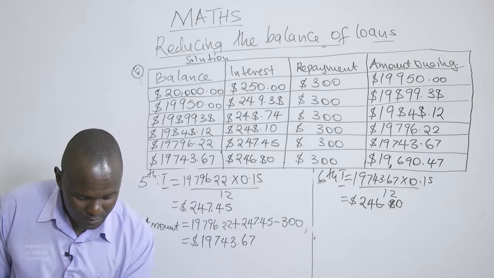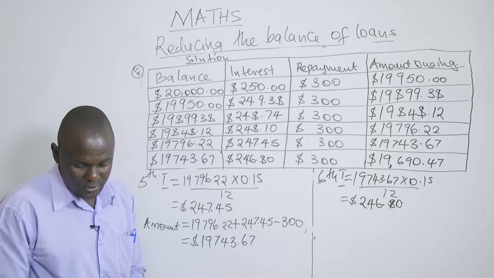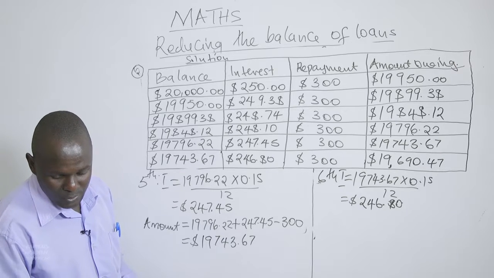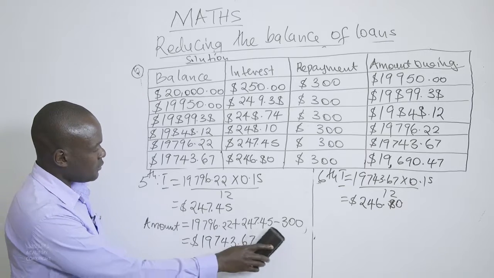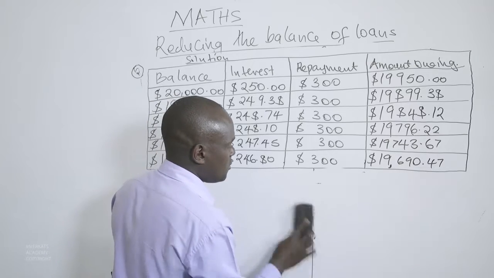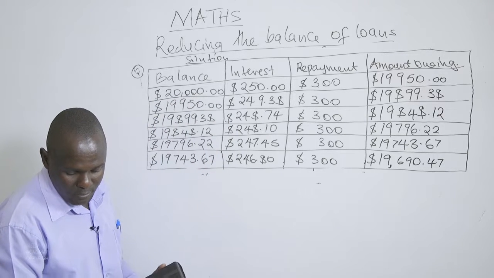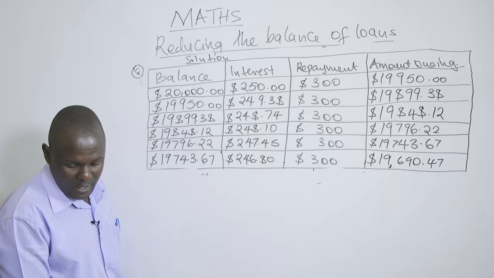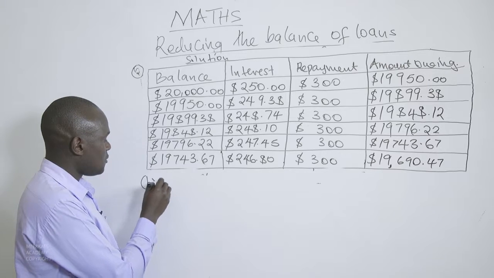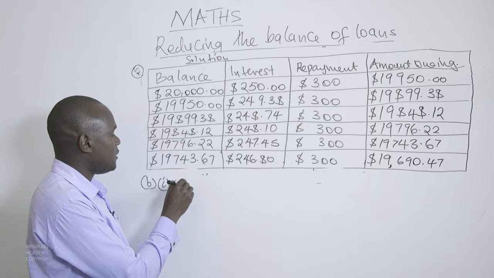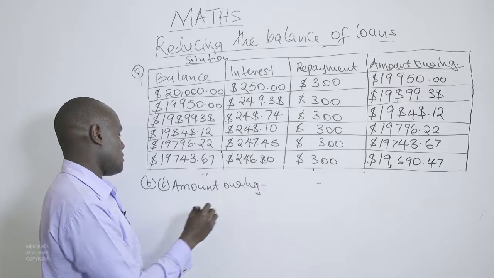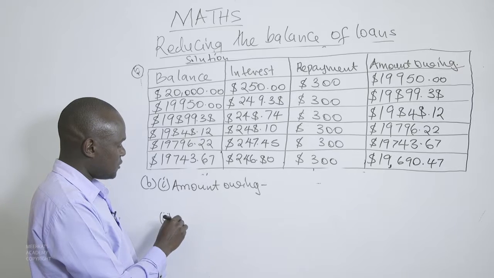$20,000. The next part of this question is asking us to comment on the trend of the amount owing and the interest due down the table. Part B is for us to comment on the trends of the amount owing and the interest due.